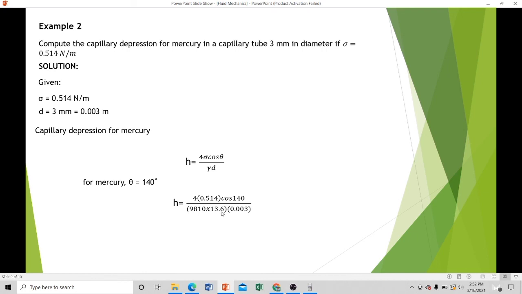We can equate the specific gravity in terms of specific weight, the specific weight of the substance over the specific weight of the water. We know that the specific gravity of mercury is 13.6. So 9810 times 13.6 times the diameter of the capillary tube, 0.003 meter.